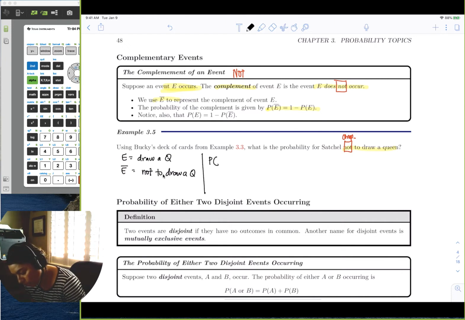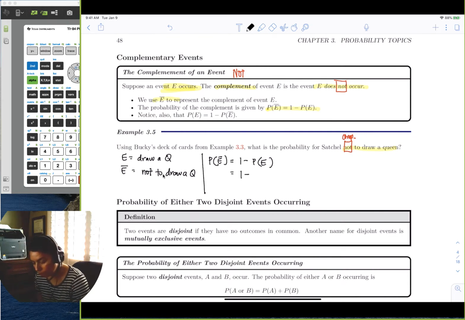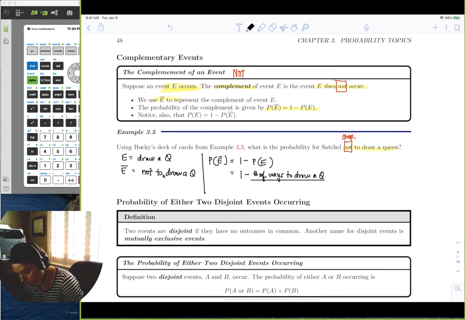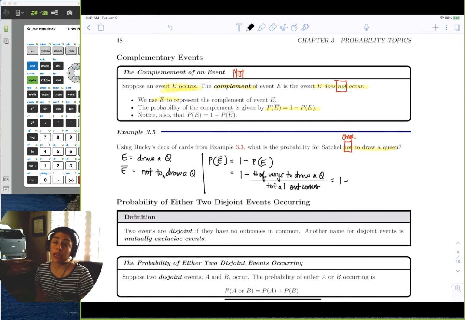So the probability of E complement is going to be equal to 1 minus the probability of the event occurring. So 1 minus the probability of the event occurring is just the number of ways Satchel draws a queen, right? And then all over the total number of outcomes. Now, when we do this, it's going to be 1 minus the number of ways to draw a queen. Well, that's a type of card, and there's only 4 queens out of 52.